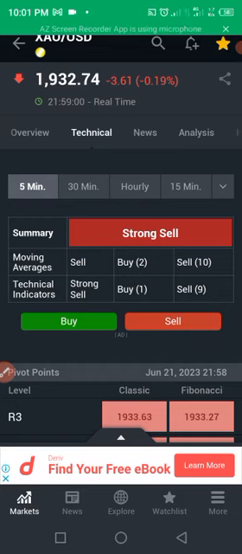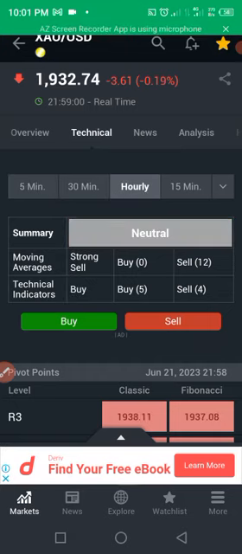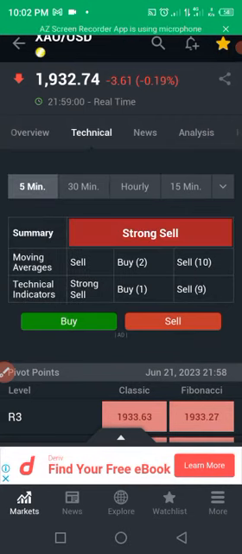So what does it mean? It's trying to tell us that this market is going to sell. But now the hourly is not giving us anything. So I need to make sure all of them are in strong sell, strong sell, strong sell, strong sell. So once everything is in strong sell and the 5 minutes is just showing me sell, only sell.